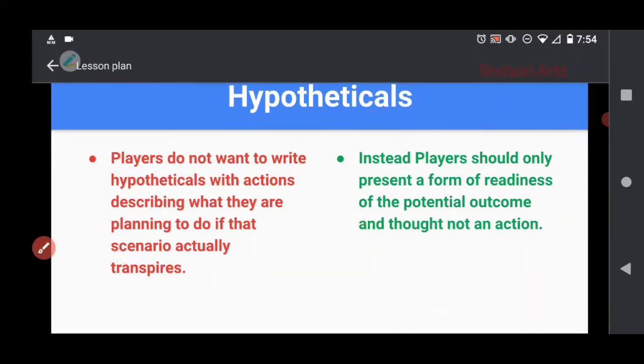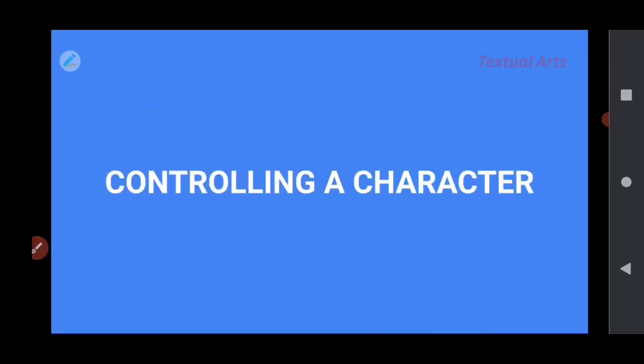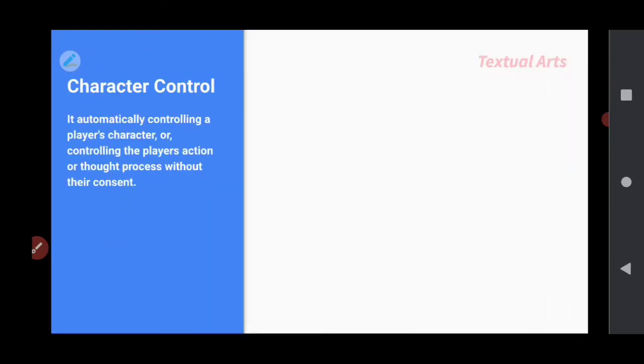Now, the last one is controlling character. Not to be confused with character control. Controlling the character is actually an instance where you're controlling somebody's character. Controlling somebody's character is a lesson plan that I'm going to teach. Character control is automatically controlling the player's character, or controlling the player's action or thought process, without their consent.